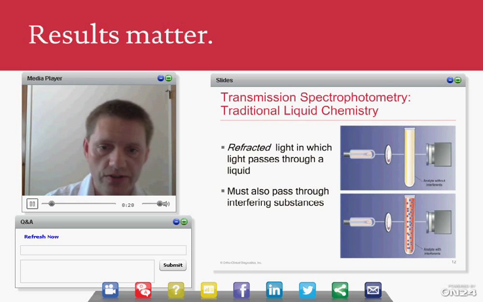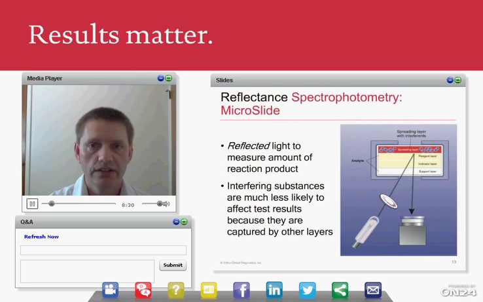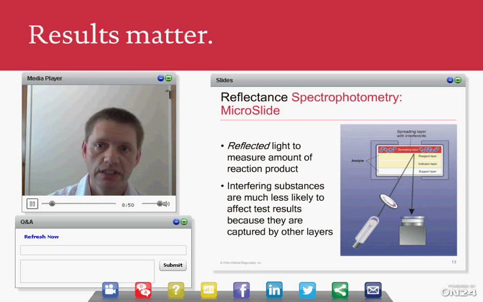In the case of the microslide, you're actually reflecting light, so you're doing reflectance spectrophotometry. Because of the presence of the spreading layer and the ability to block signal that's coming from analytes within the sample itself, there's much less interference observed in this instance. Again, the VUBC bilirubin assay is a great example of this, where it's extremely insensitive to large amounts of hemoglobin contamination because the hemoglobin does not actually enter the slide.